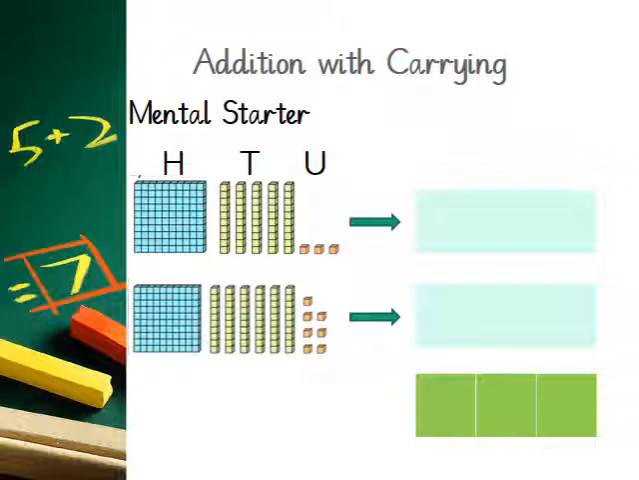What's the first number? Yes, 1 hundred, 5 tens and 3 units. It makes 153. And the second number is 167. Now add up these numbers. Yes, you will regroup. Yes, and the answer is 320. Correct.